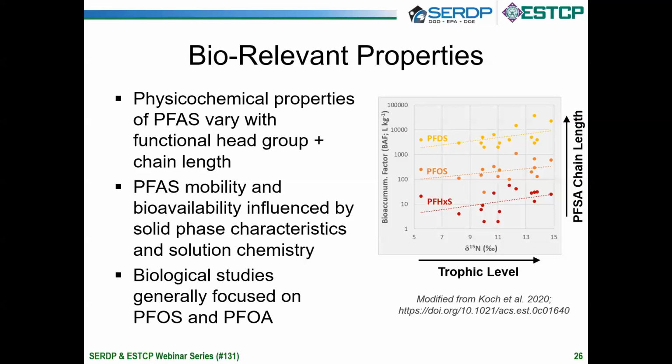To date, most of the biological studies have predominantly focused on PFOS and PFOA, although this is slowly changing, but still we understand a lot less about other chain lengths or PFAS classes. And therefore we need more data on compounds other than just these 2, both as individual compounds as well as in mixtures.